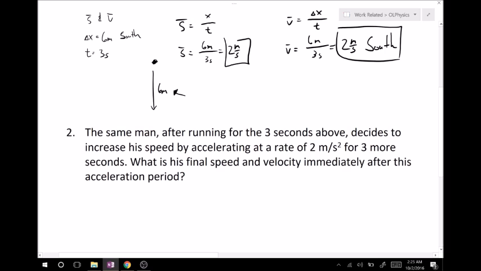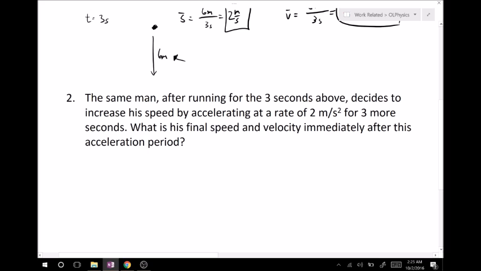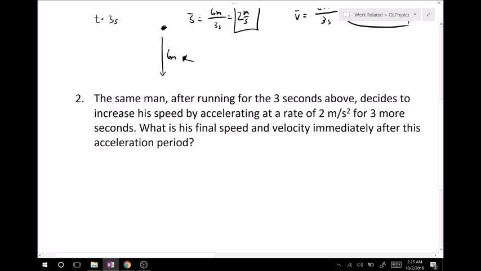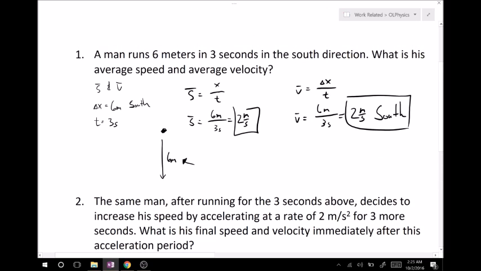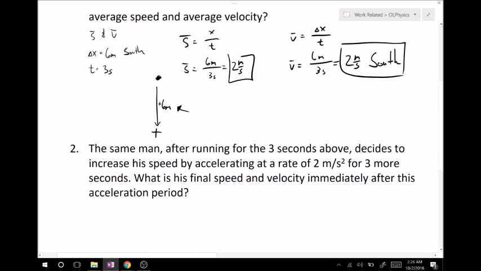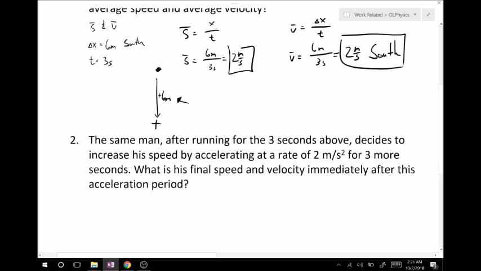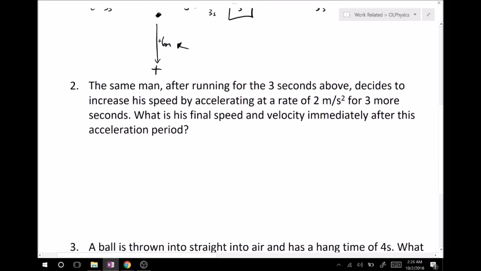This next one is where we start introducing one of the basic kinematic equations. Now the same man, after running for 3 seconds above, decides to increase his speed by accelerating at a rate of 2 meters per second squared. It is assumed that this is in the same direction that his displacement was in. Thinking about it this way, if this was 6 meters in the south direction and we called that positive, then downwards is positive. That can be tricky sometimes, but if you're ever confused about which direction is which, definitely contact me and let me know, specifically for when I write these problems, because I want to make sure they're as clear as possible.